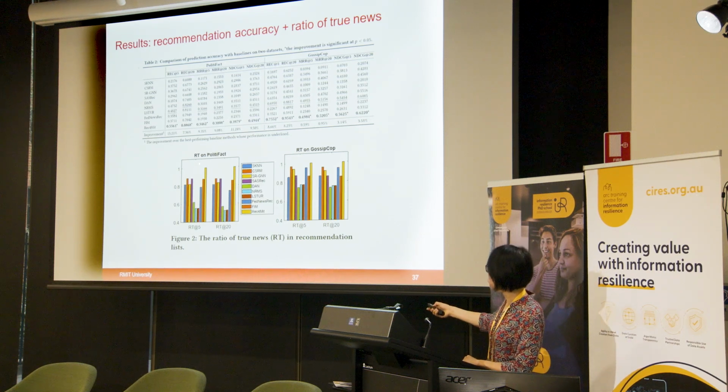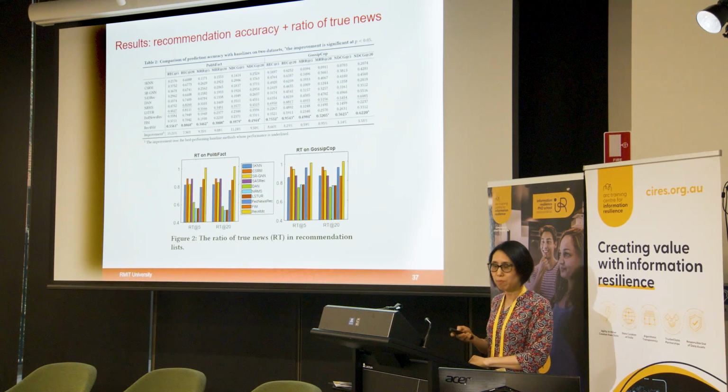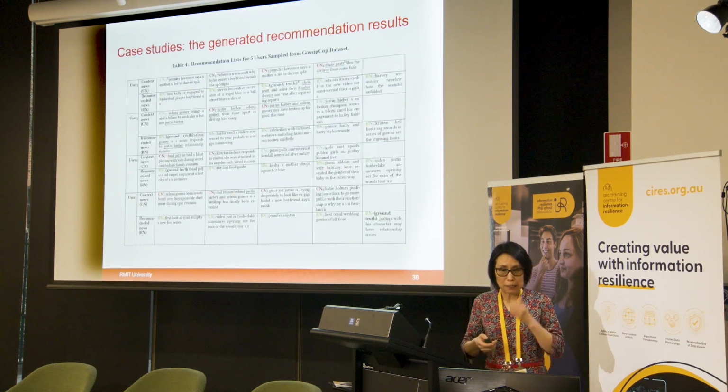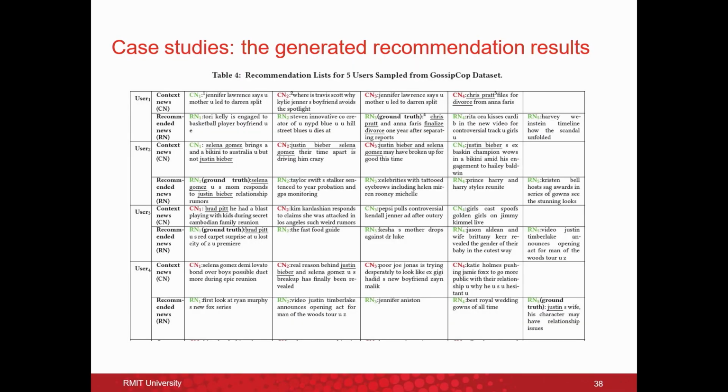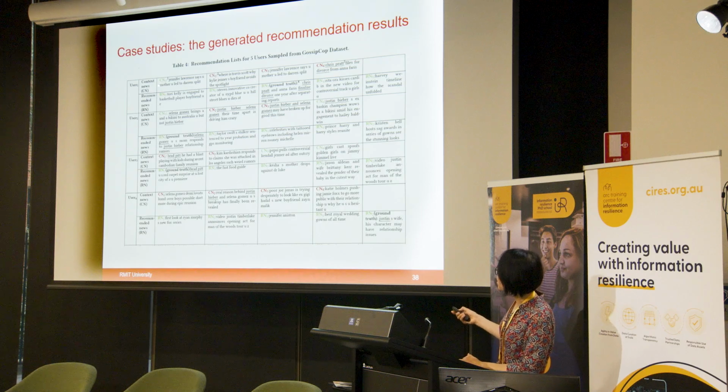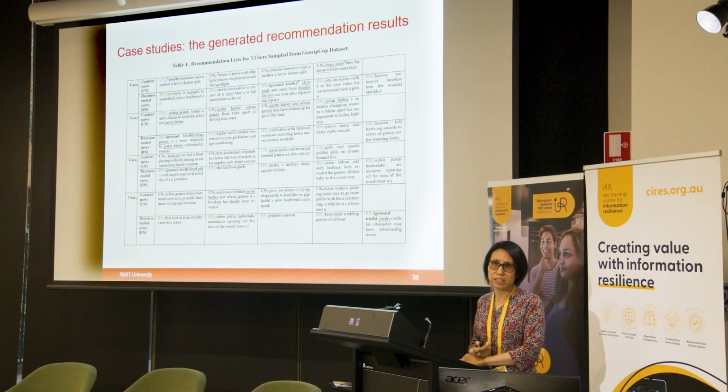In addition to that, we also measure the ratio of true news. All right. And so here are some examples that you can see. In these examples, you can see this is someone's reading context. So this is the context news. You can see the green is for true news, and the red is for fake news.